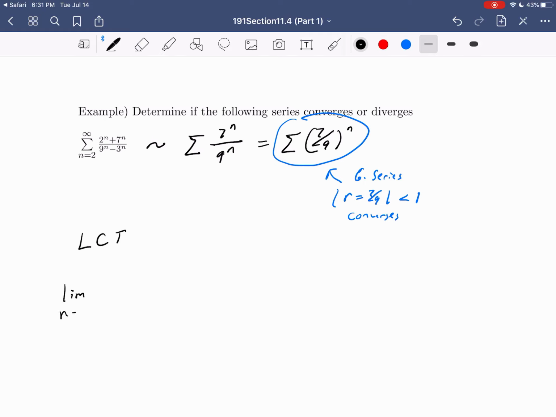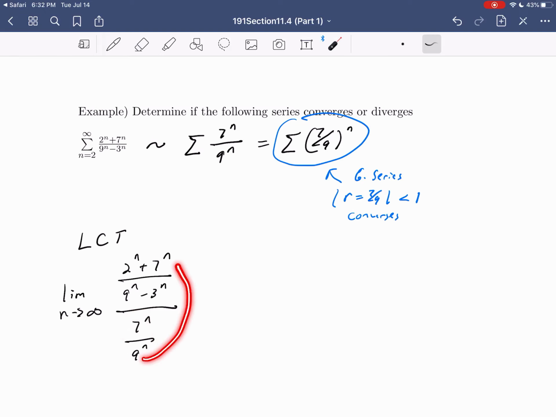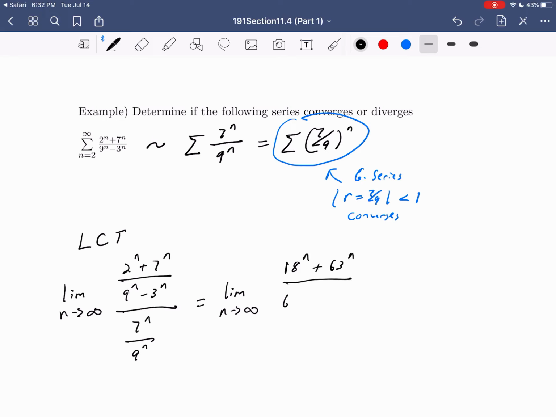So for the LCT, we're going to take the limit as n goes to infinity, and we'll take the terms (2^n + 7^n) over (9^n - 3^n), over 7^n over 9^n. Now this is pretty messy, but this can flip all the way up here, and this can flip into here, and you can multiply those bases. So we get the limit as n goes to infinity of (18^n + 63^n) over (63^n - 21^n).